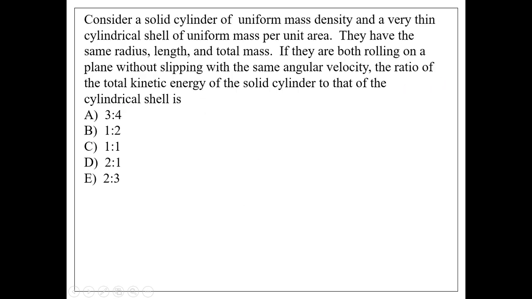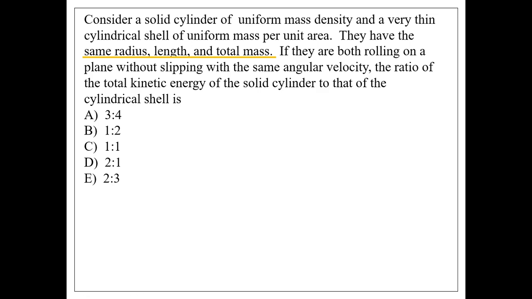All right, let's do the next one here. Here, it says a solid cylinder has a uniform density, and then there's a thin cylindrical shell of uniform mass per unit area as well. All right, they have the same radius, length, and total mass. And it says if they're both rolling without slipping and with the same angular speed, what is the ratio of their kinetic energy relative to each other? So if you need to pause and read for this one, other than that, I'm just going to get cracking.